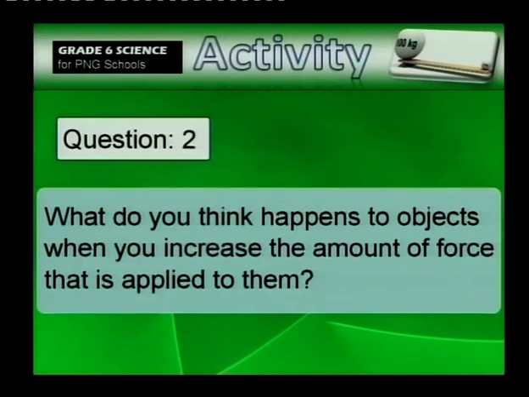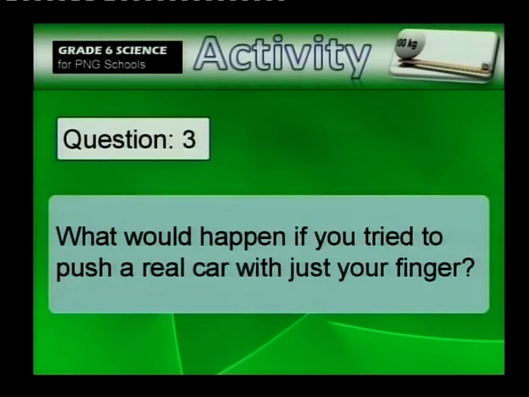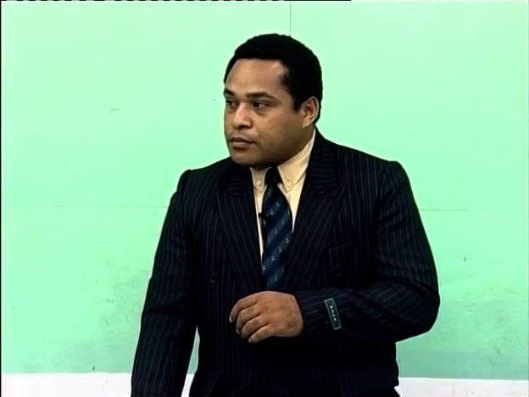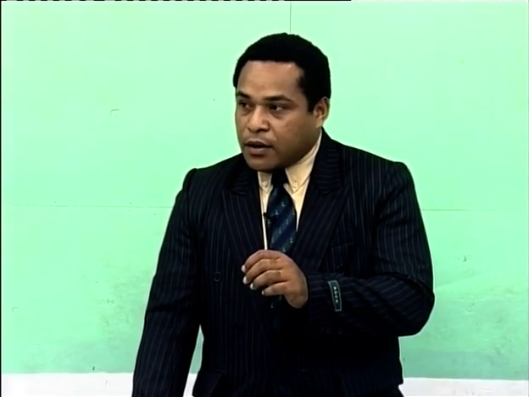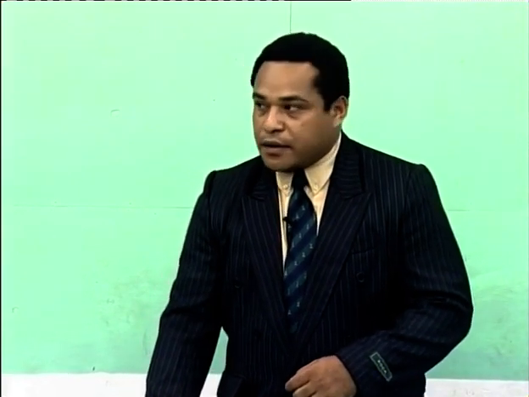And question number three: what would happen if you tried to push a real car with just your finger? So these are the three questions that you will answer, receiving students and 6C. Like I've said, you should have the objects or the toys placed on the table. And when you go through questions 1, 2, and 3, you try to do some demonstration, okay, with the toys that you have.